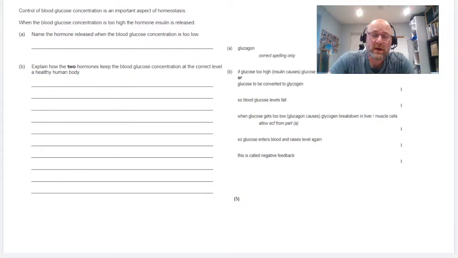Glycogen's a really good way to store glucose. When glucose is stored in a cell, you won't need this now, but it causes osmosis. Water goes into cells with glucose and makes them explode. So it's much better to store the sugar as glycogen because glycogen doesn't affect osmosis. It's not soluble, so it can't affect water concentration. Right, let's move on.